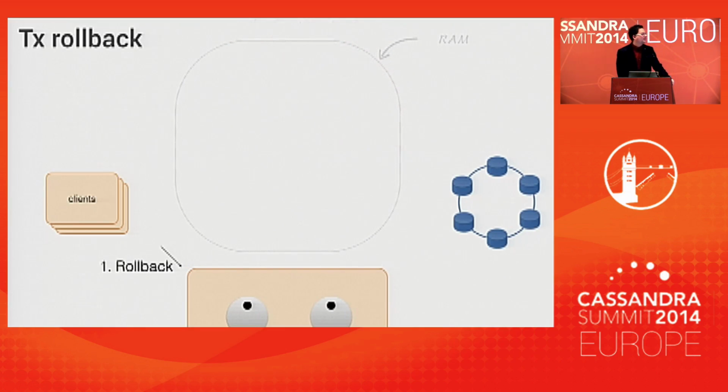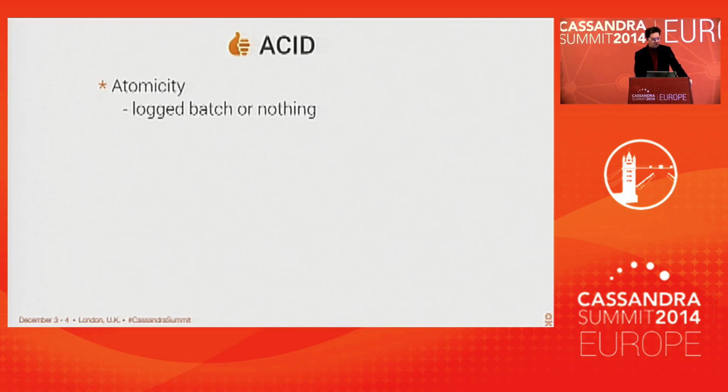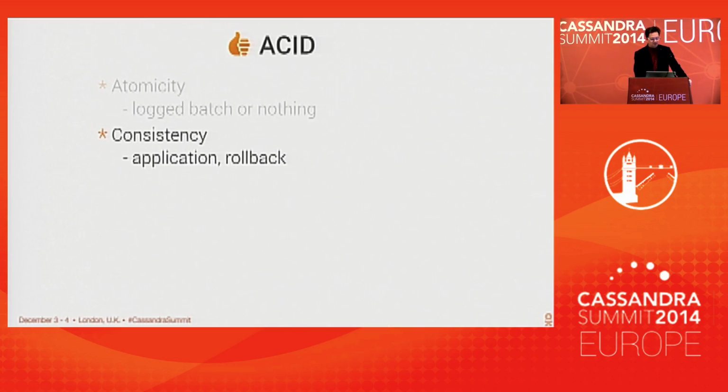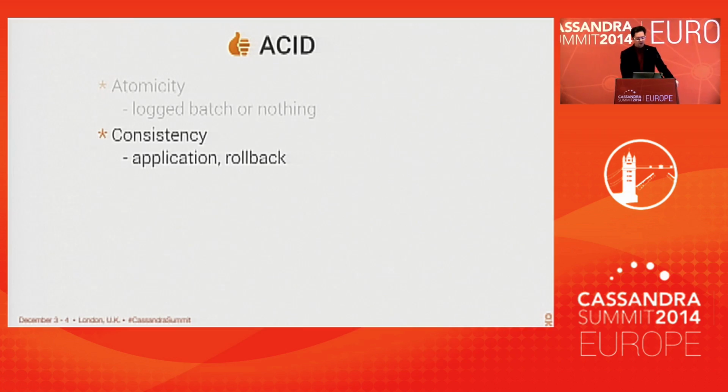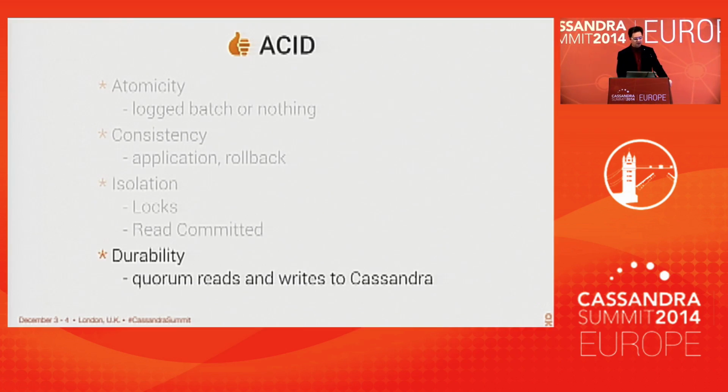All state, just clear it from memory, and that's it. So we implemented ACID. We use logit batches for atomicity. We make consistency checks at the application. We can roll back if necessary. We provide isolation by means of logs, and we have the read committed isolation level. And Cassandra is responsible for durability.